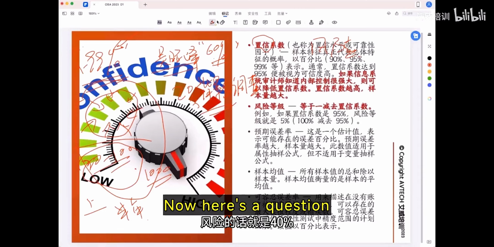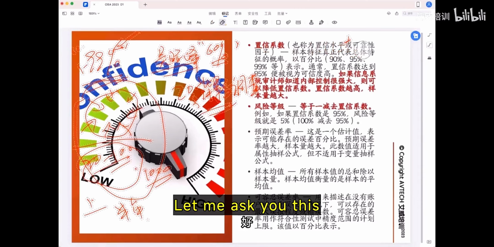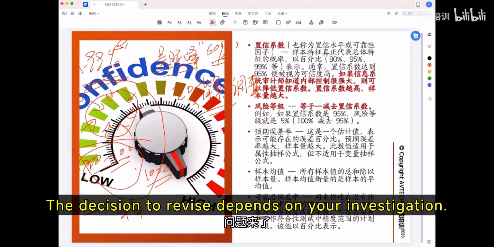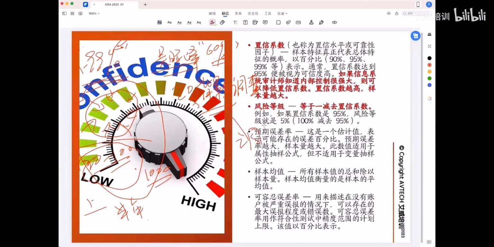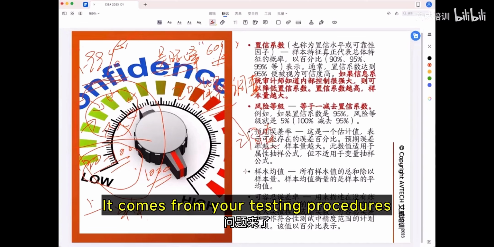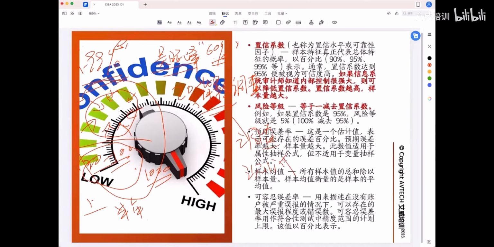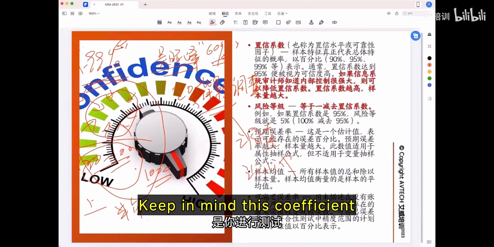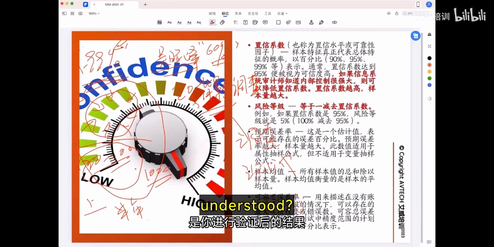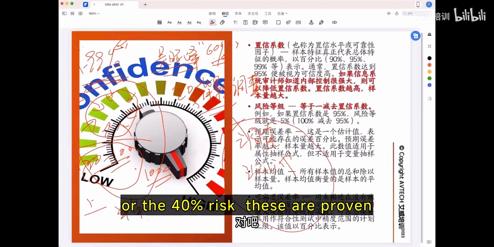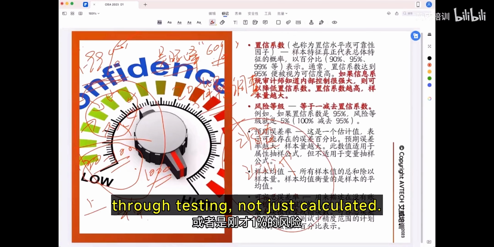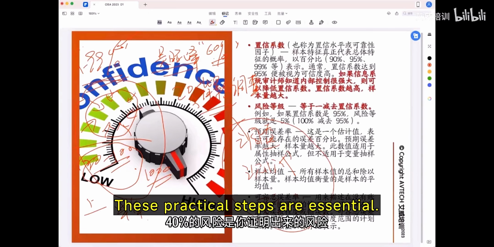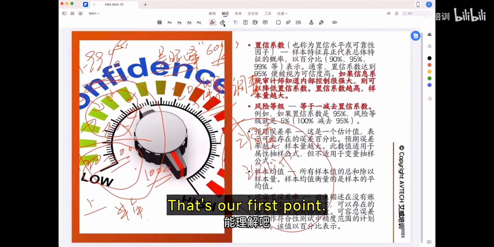Now here's a question. Let me ask you this. The decision to revise depends on your investigation. It comes from your testing procedures and verification results. Keep in mind this coefficient. Understood? The 1% risk level, or the 40% risk, these are proven through testing, not just calculated. These practical stats are essential. Is that clear? Alright. That's our first point.